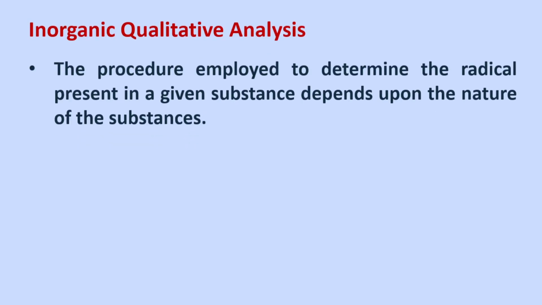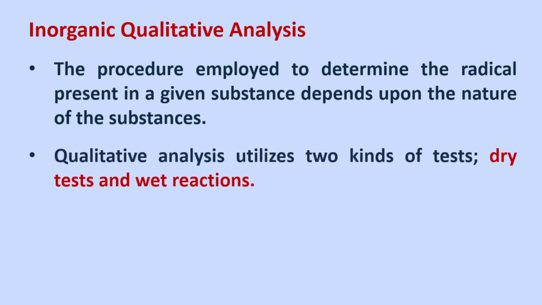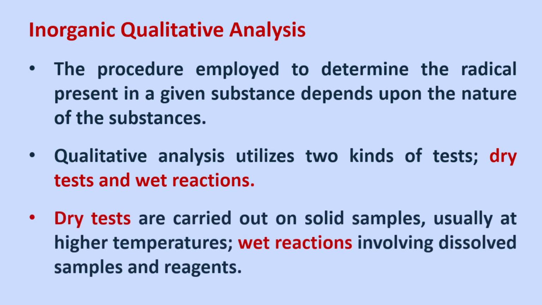In inorganic qualitative analysis, numerous procedures are employed to determine the radicals present in a given substance, and the tests involved depend on the nature of the substance. All these experimental procedures are basically of two types: dry test and wet reaction. A dry test is carried out on a solid sample, usually at high temperatures, while a wet reaction involves a dissolved sample and reagent.